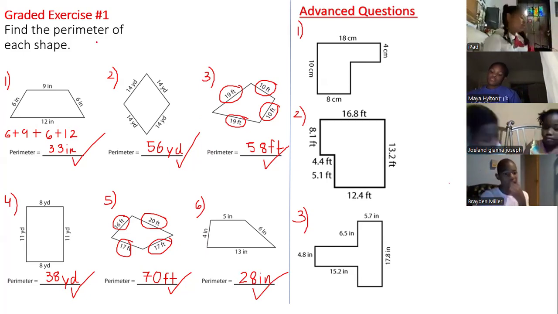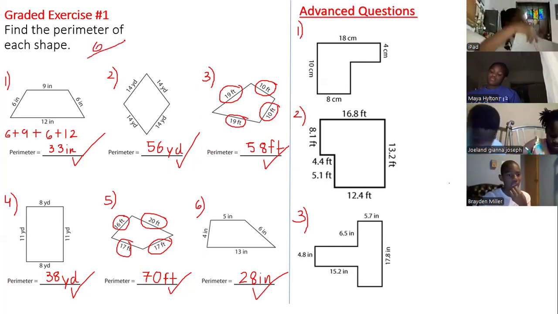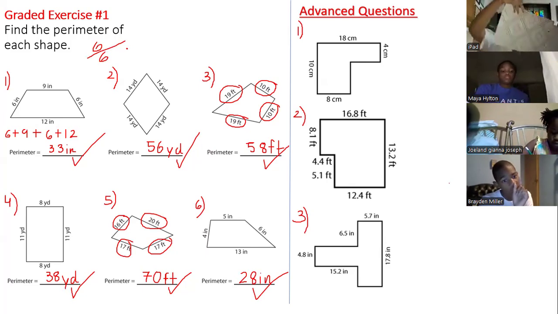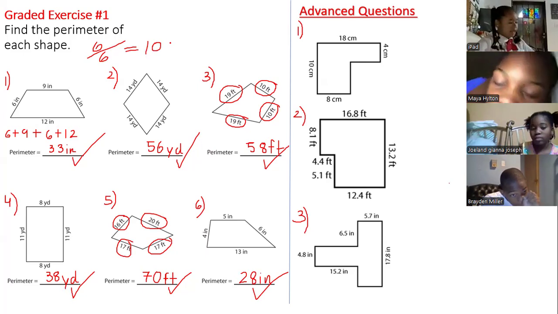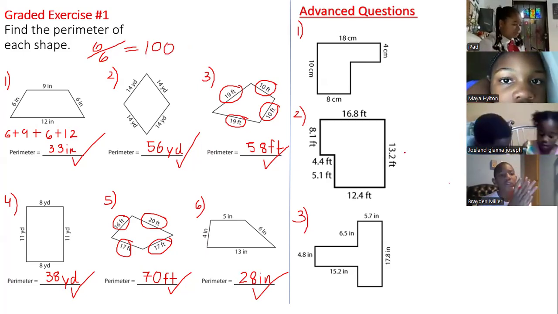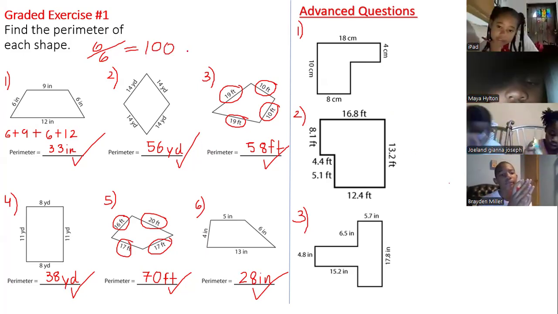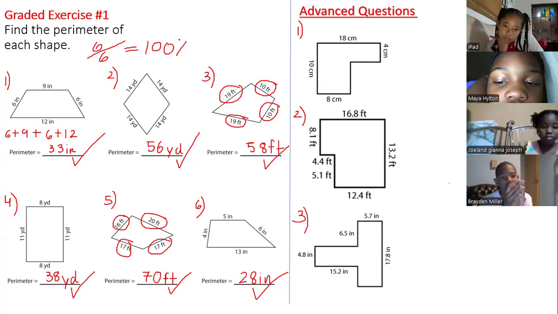So I got 6 out of 6. Anyone else got 6 out of 6? I got 6 out of 6. Excellent. All right, perfect. Now who all got 6 out of 6? Only 2 persons.